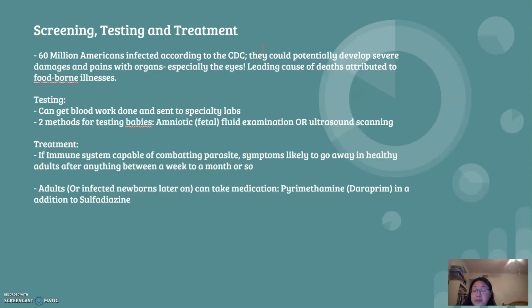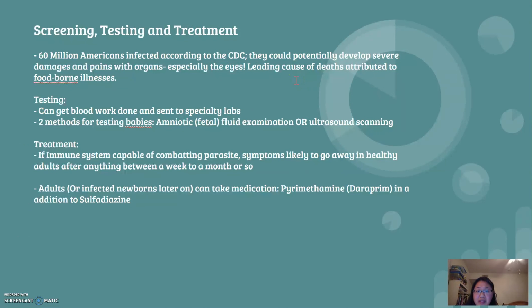And then for testing and screening babies for the disease, there are two methods. There is the amniotic or fetal fluid examination, where after a period of time, a pregnant mother can have the amniotic fluid, the fluid that's in the womb with the baby, removed and examined, or they can go through an ultrasound scan.